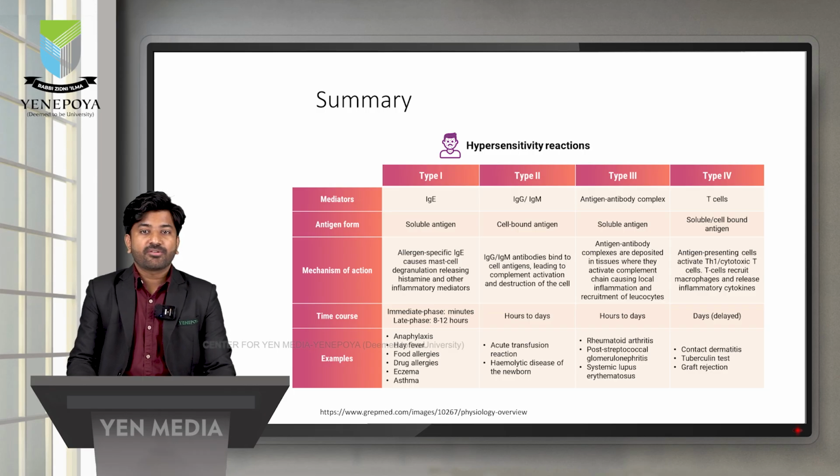The time taken is roughly about minutes to hours in case of type 1. Type 2 and type 3 roughly take about hours to some days, whereas type 4 usually occurs 24 hours after the exposure to the allergen, and it is a delayed type which can last more than 14 days. Some examples of type 1 are anaphylaxis and hay fever, type 2 hemolytic disease of the newborn, type 3 rheumatoid arthritis, post-streptococcal glomerulonephritis, and type 4 is contact dermatitis and graft rejection, etc.